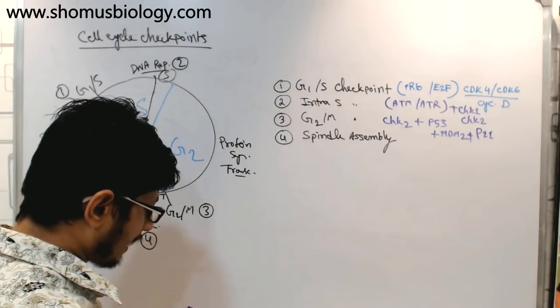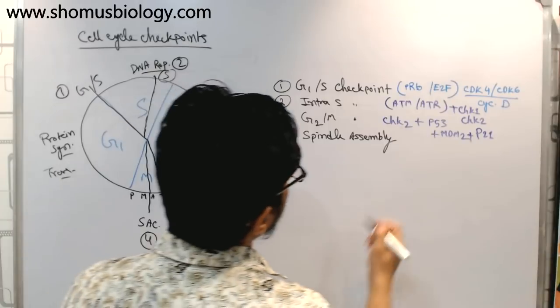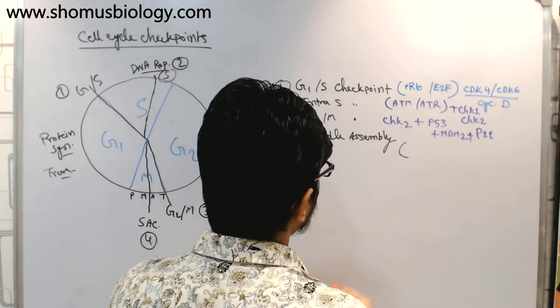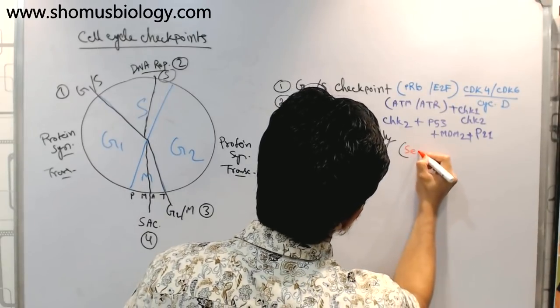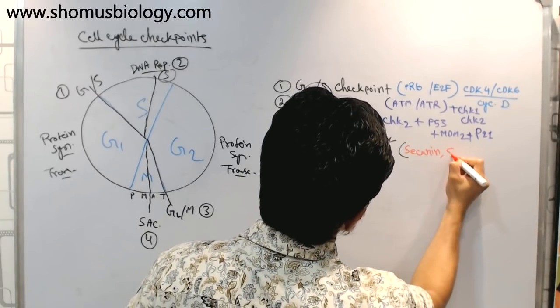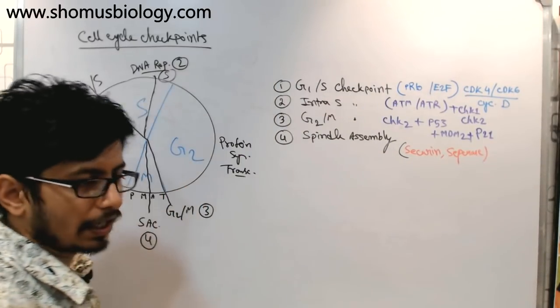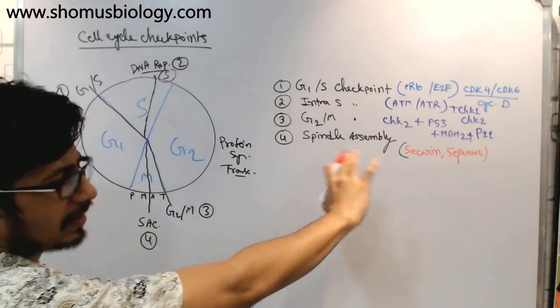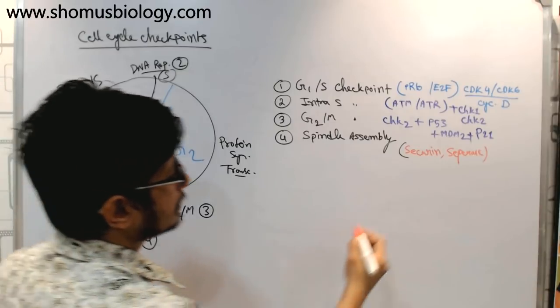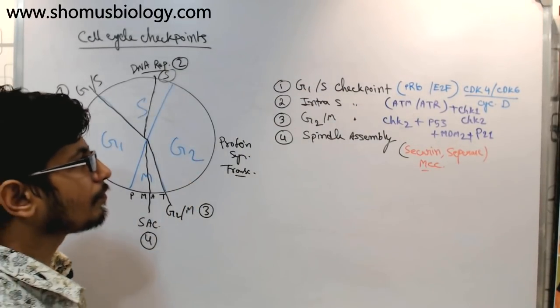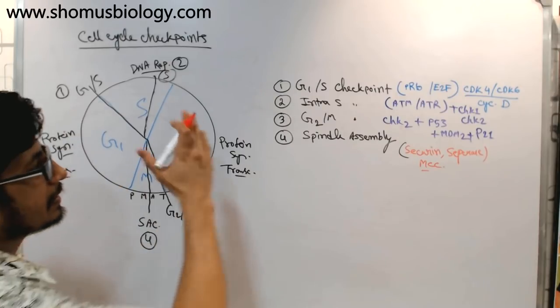In the spindle assembly checkpoint, there is also involvement of proteins known as securin and separase. Okay, these proteins are involved, and there are other components like MCC. We'll talk about that later. So these are the overall checkpoints.